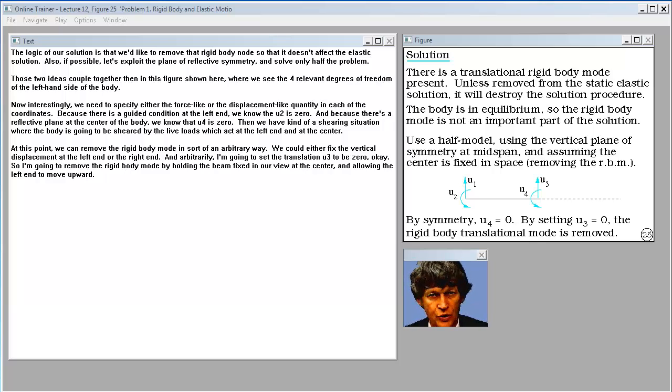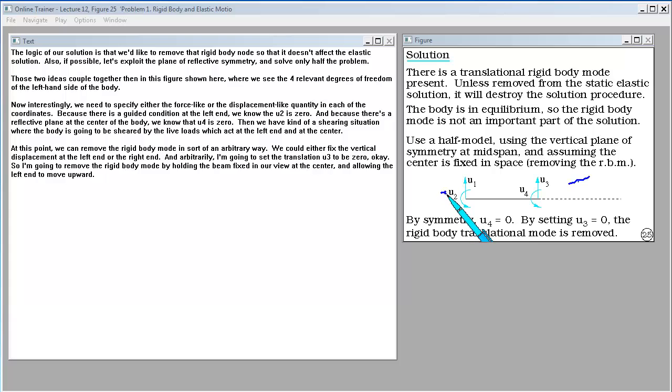The logic of our solution is that we'd like to remove that rigid body mode so that it doesn't affect the elastic solution. Also, if possible, let's exploit the plane of reflective symmetry and solve only half the problem. Those two ideas couple together then in this figure shown here, where we see the 4 relevant degrees of freedom of the left-hand side of the body. Now, interestingly, we need to specify either the force-like or the displacement-like quantity in each of the coordinates.